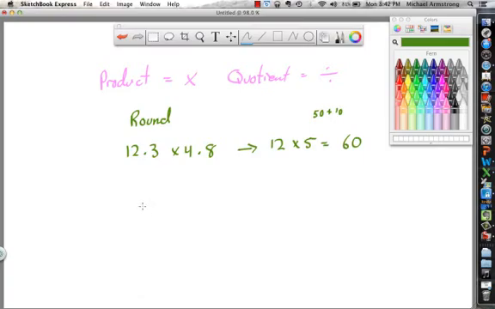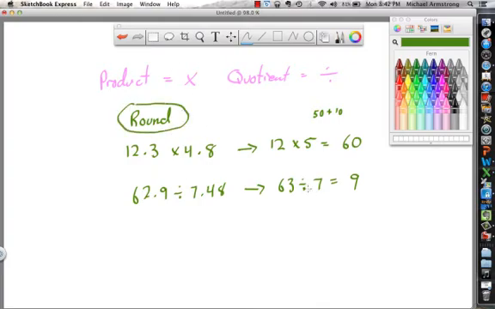Okay, and then for a quotient, 62.9 divided by 7.48, 7 and 48 hundredths. And this would round to 63 divided by 7, which would equal 9. Okay, 62.9 rounds up to 63 to the nearest whole number, and 7.48 rounds down to 7. That's the nearest whole number. And 7 goes into 63 nicely. All right, so this is important when we're rounding. The numbers need to work.